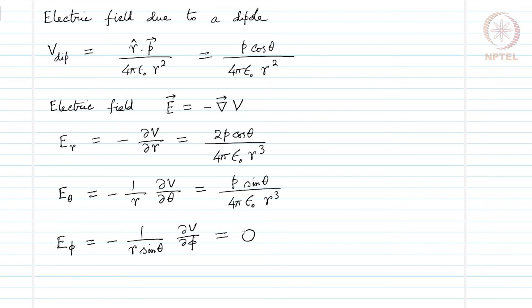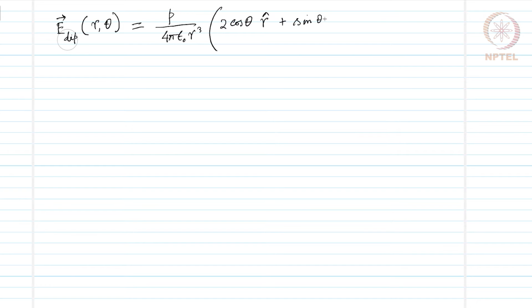Then we can write the electric field due to a dipole in its vector notation in the spherical coordinate system. Let us write this with the subscript dip for dipole, and it is a function of r and theta. That would be given as p over 4 pi epsilon naught r cubed times twice cosine theta r cap plus sine theta theta cap, where p is the magnitude of the dipole moment for our charge arrangement.